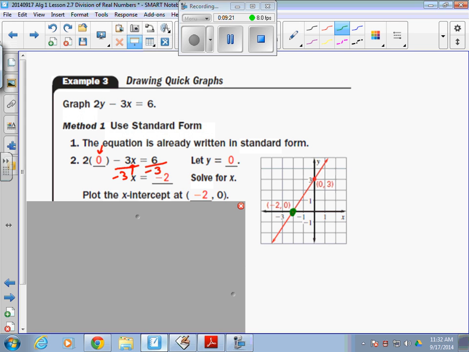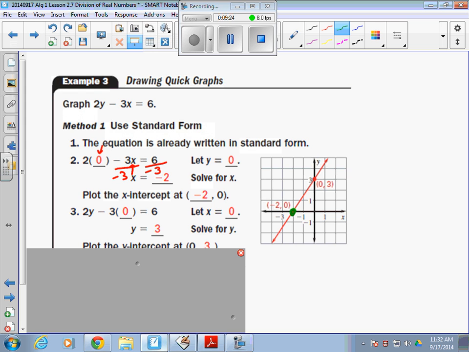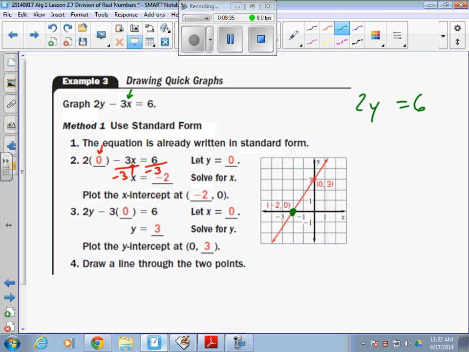Do the same thing to find the y-intercept. Plug in 0 in place of x. So what that gives you is 2y equals 6. Again, it makes it a simple equation. Divide by 2, and the y-intercept is going to be 3. So when the y-intercept is 3, you have 2 points. You need 2 points to draw a straight line.